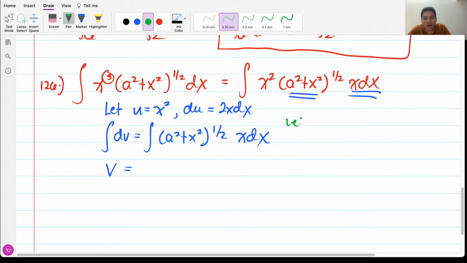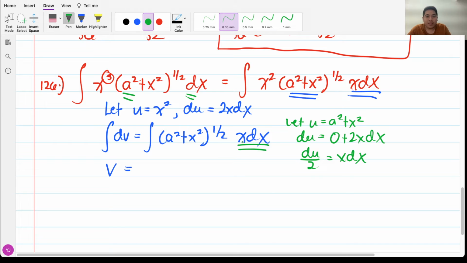So what are we going to do? We're going to let u as a^2 + x^2. In this problem, we know that a is constant because we are integrating with respect to x. So any other variable is considered as constant. If we get the derivative with respect to x, this a^2 becomes 0. Then we have 2x dx, so that we have du over 2 equals x dx. We already have x dx here.